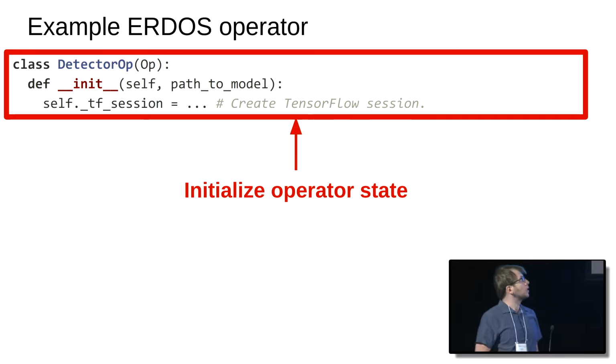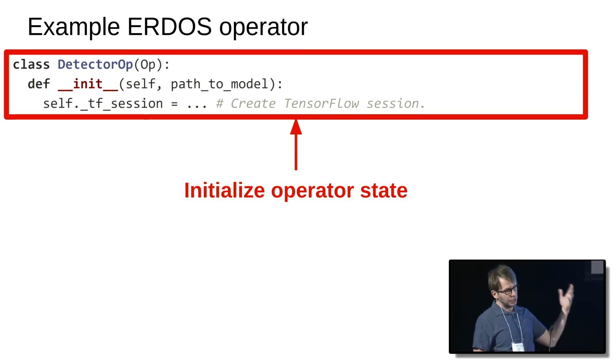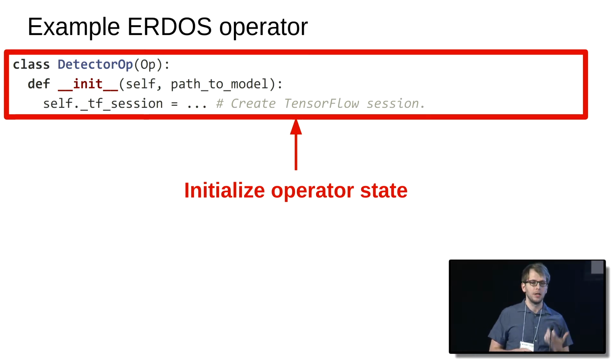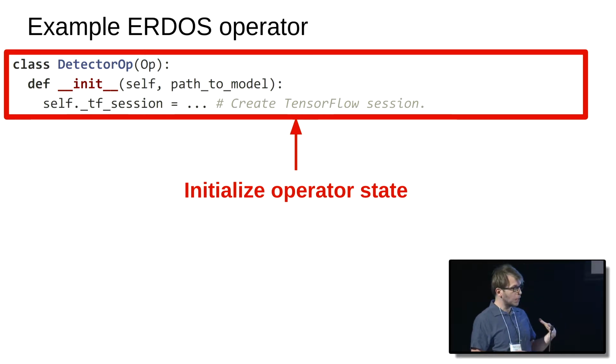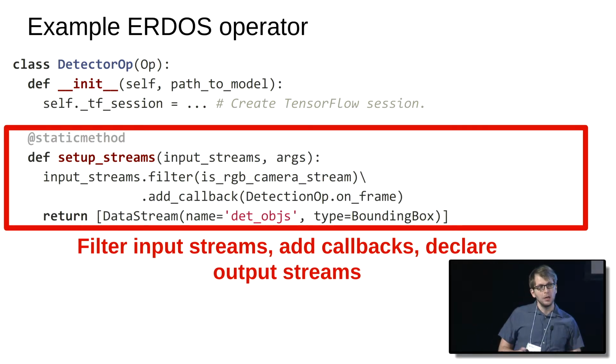In ERDOS, developers must implement a class in order to define an operator, and in the init method, they can initialize the state for the class. In this case, they create a TensorFlow session. Then they also have to provide a setUpstream method, which is used for establishing the connections between the operators.